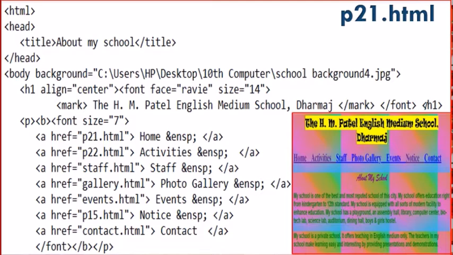Create a new file p21.html. Start of HTML, start of head. Then this title about my school will be displayed in the title bar in the browser window, end of head, start of body section. The background attribute of the body tag displays the background image. The heading of the home page, the H.M. Patel English Medium School Dharmaj, we are going to write within the H1 tag. We are going to center it with font face Rave, size 14, and we are going to highlight it with yellow color. So the mark tag is used for that.